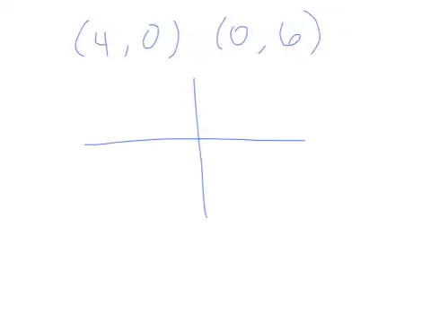Right, which is 4, comma 0 and 0, comma 6. I'm going to plot my line. Okay, so I draw myself a coordinate plane, x and y. Right, my first point, 4, comma 0, is right on the x-axis, right? And my second point, which is 0, 6, is right on the y coordinate. And now when I connect the 2 points, I have a nice line.